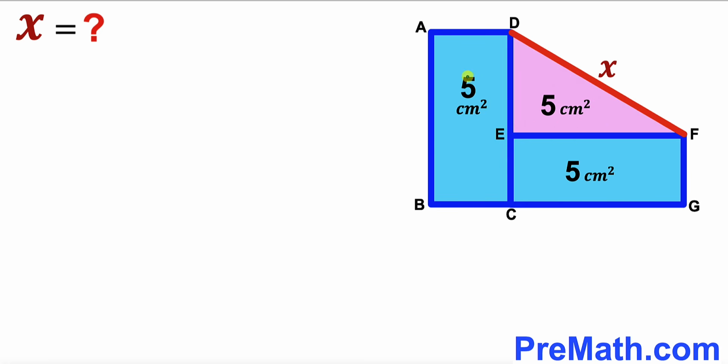And moreover, the area of this blue rectangle is 5 centimeters square. The area of this blue rectangle is 5 centimeters square as well. And the area of this purple shaded triangle is 5 centimeters square as well. And furthermore, this diagonal segment DF length is represented by X. Now our task is to find the value of X. In other words, we are going to find this DF segment length.